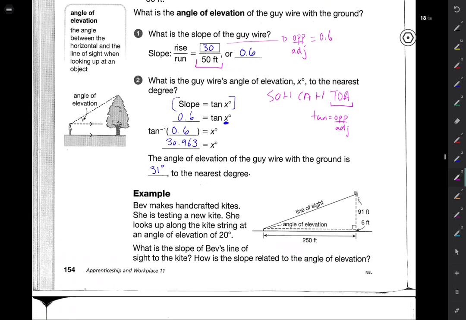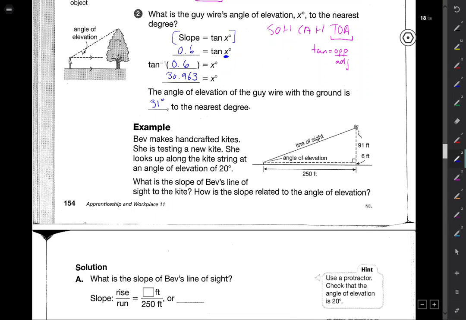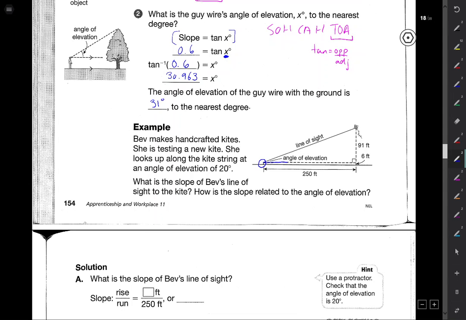In the next example, it says that Bev makes handcrafted kites. She is testing a new kite. She looks up along the kite string at an angle of elevation of 20 degrees. What is the slope of Bev's line of sight to the kite? How is the slope related to the angle of elevation? Let's look at the diagram they give us. We have the kite up in the air, and this is Bev way down here holding the kite up. Her angle of elevation is that straight horizontal line out and then up from that. They give us that the angle of elevation is 20 degrees, so this angle here is 20 degrees.